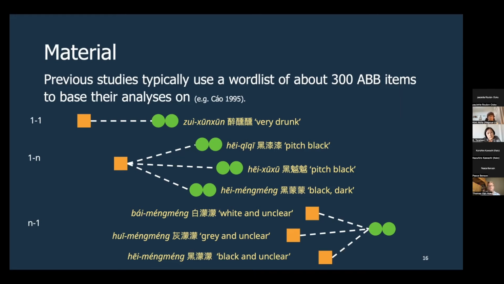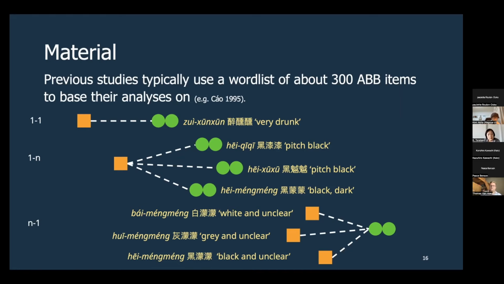I would say that even with this wordless approach, you can see that hei chi chi, hei shu shu, and hei mong mong, there is probably something sound symbolic going on with the different collocating idiophones there. But what that exactly is still remains to be seen, I think.